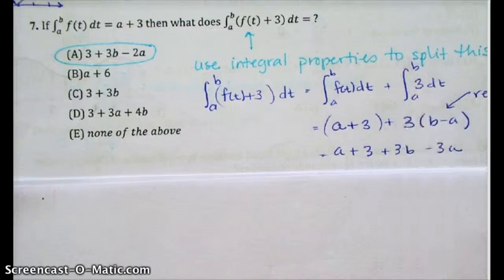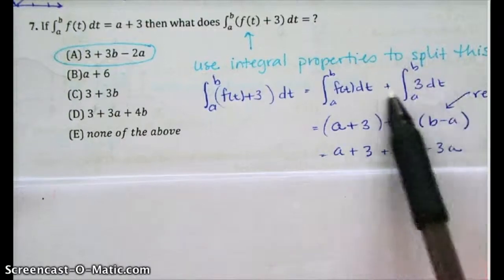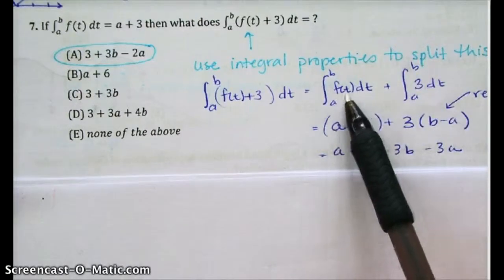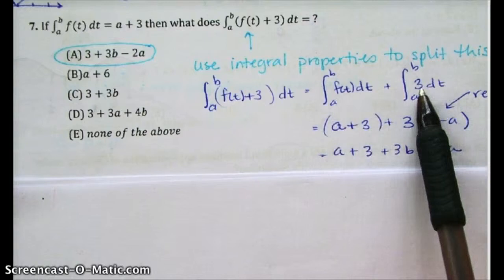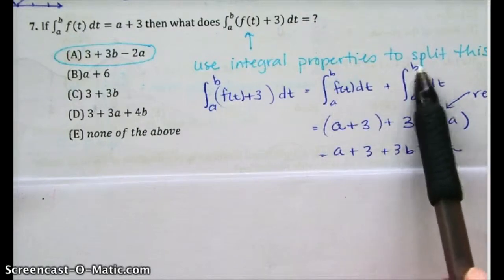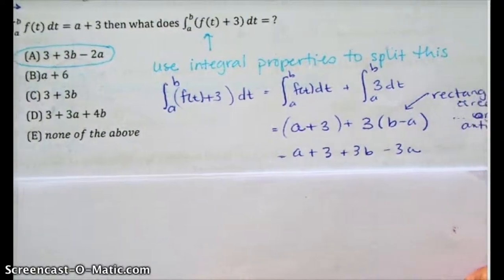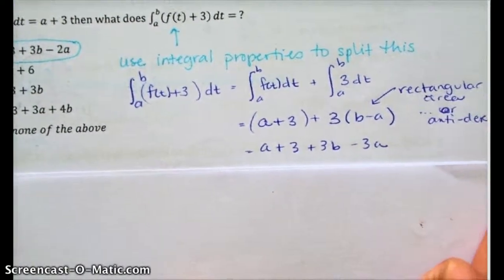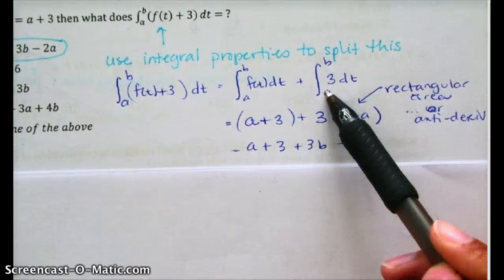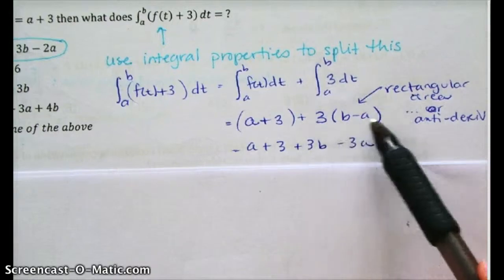And I'd be willing to bet most people made the mistake of just saying this was the integral from a to b of f of t plus 3, forgetting that 3 is a function as well. It's a constant function. So you did need to take the integral of 3. There's two ways to think about taking the integral of 3. You could think of it just like a function and take the antiderivative, which would be 3x, and then you would plug in b and a.